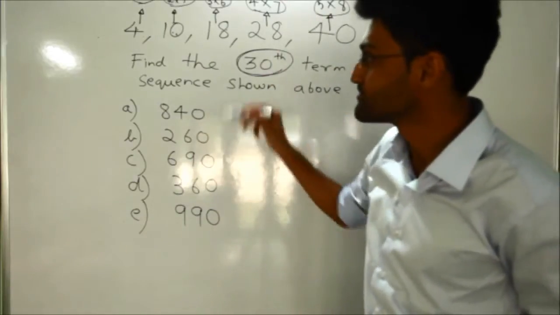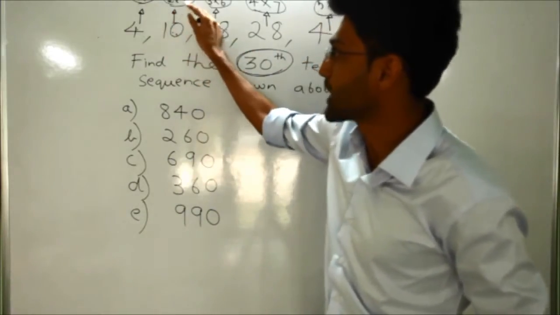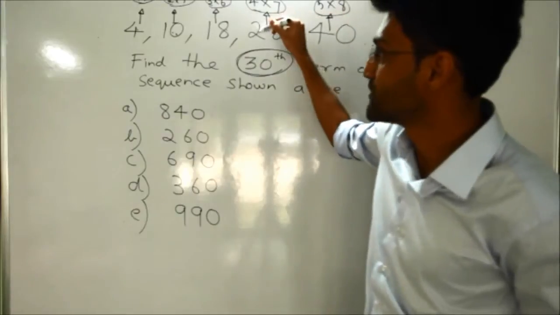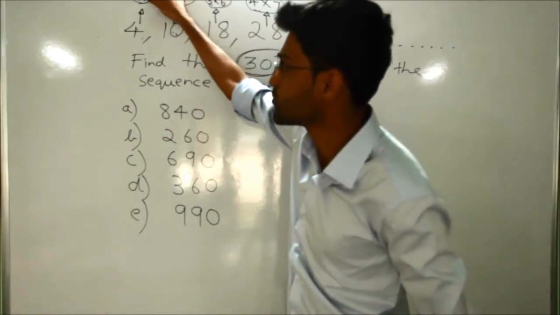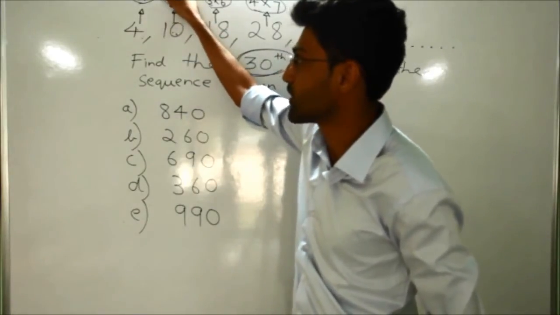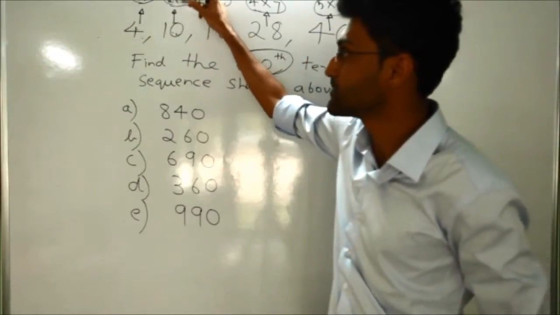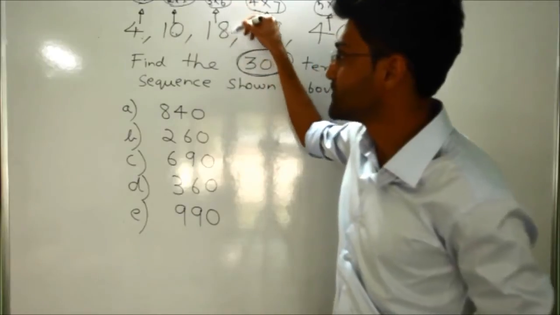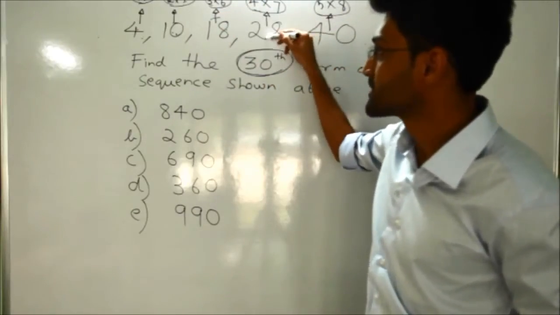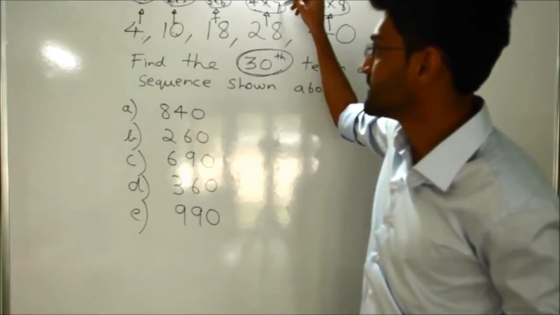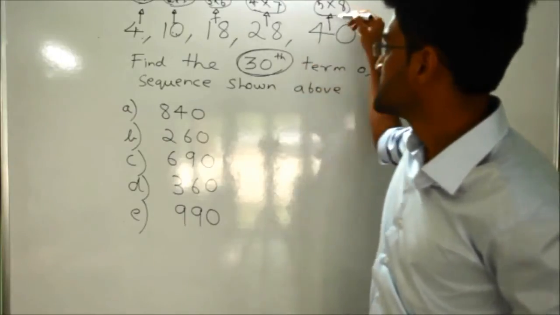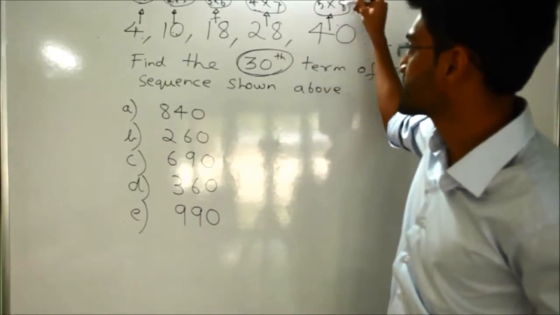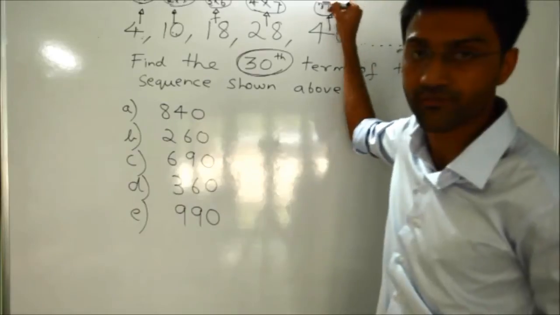Going back to the question: 1 times 4, 2 times 5, 3 times 6, etc. So if it's the first term, the answer is 1 times 3 more than 1, which is 4. If it's the second term, the answer is 2 times 3 more than 2, which is 5. If it's the fourth term, the answer is 4 times 7, which is nothing but 3 more than 4. Similarly, for the fifth term, the answer is 5 times 8. 8 is nothing but 3 more than 5.